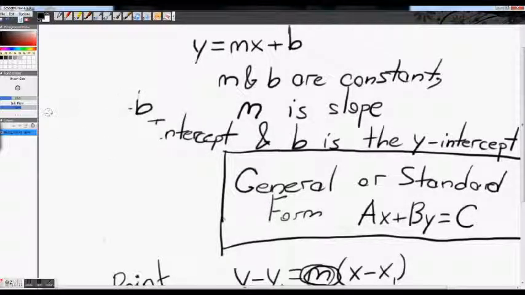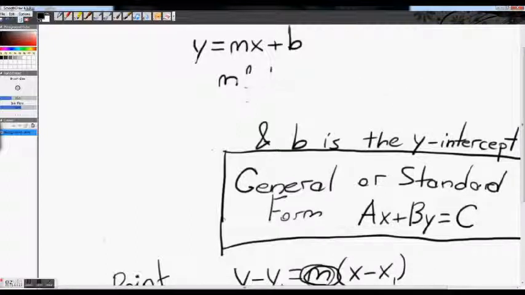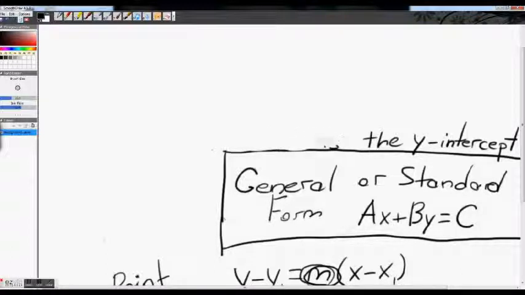Or slope-intercept form, as it is actually termed. Now, if we're looking at the general or standard form, this is the general or standard form for a linear equation. We can still discern the slope and y-intercept from it, however, and we can see how it is equivalent to y equals mx plus b.